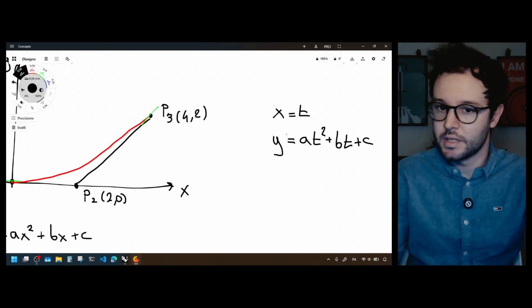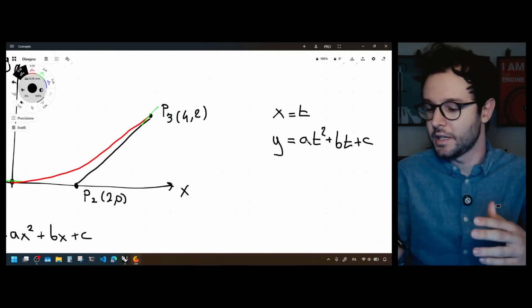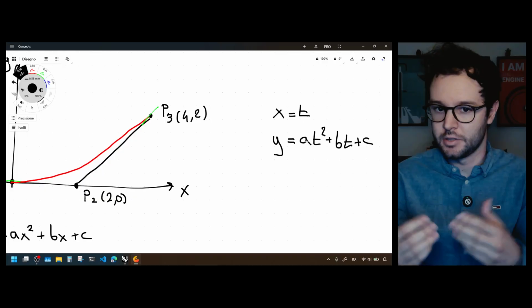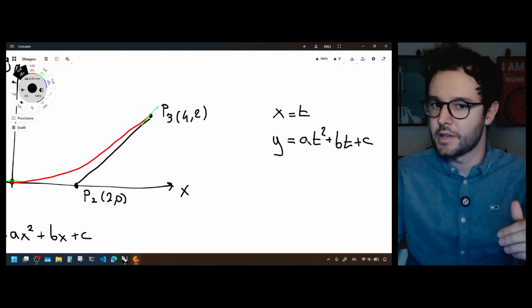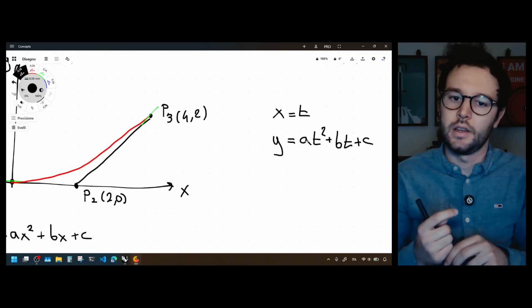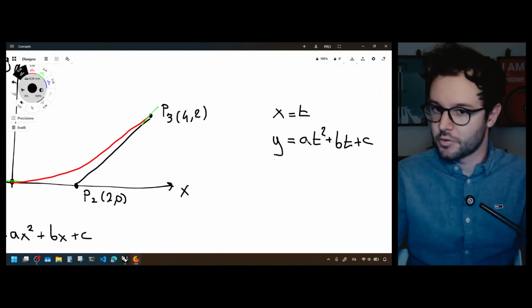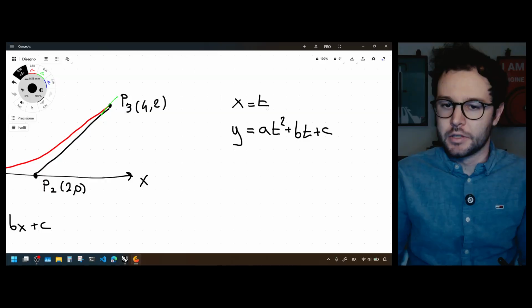The x depends on t, y depends on t. So if we tweak the value of t, we will get two values, x and y, and we can recreate all the points that describe our parabola.